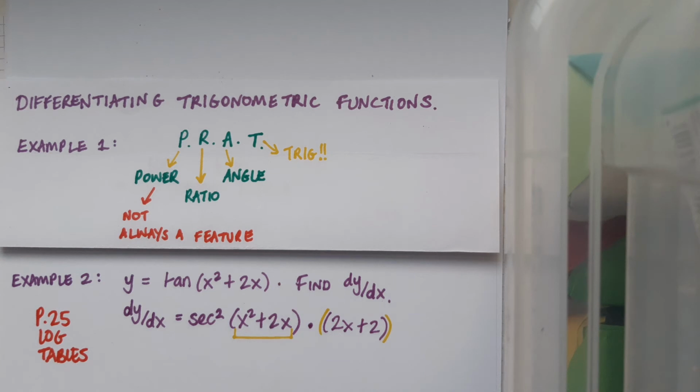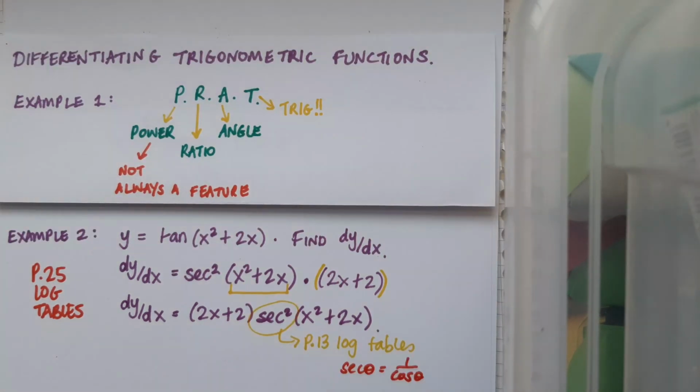And so really to finish off and tidy up, whatever I have at the end here that it's multiplying on, I should write it in at the start in a bracket to make it clear that it's multiplying by the rest of the derivative. And there's my final derivative done. 2x plus 2 times sec squared x squared plus 2x. You might be wondering what sec is at this point. You can find out quite easily by looking on page 13 of your log tables, where they remind us that sec theta is just 1 over cos theta. So it's a familiar ratio, just written in a different way.